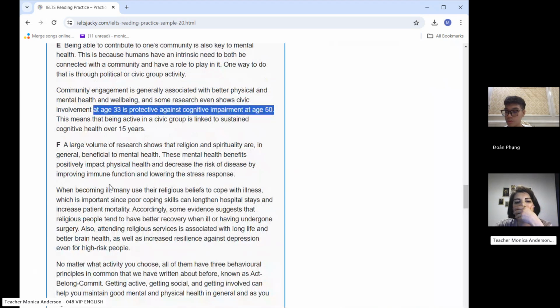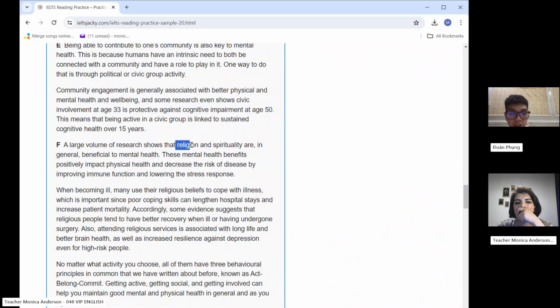A large volume of research shows that religion and spirituality are in general beneficial to mental health. These mental health benefits positively impact physical health and decrease the risk of disease by improving immune function and lowering the stress response. Let's see.